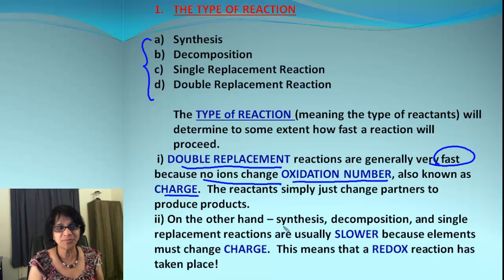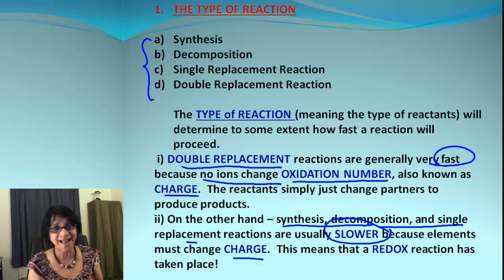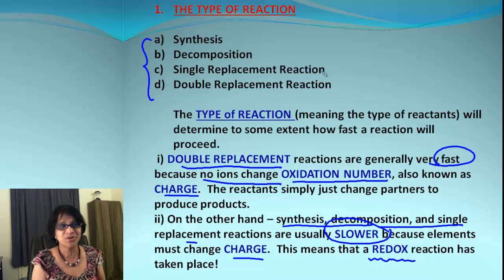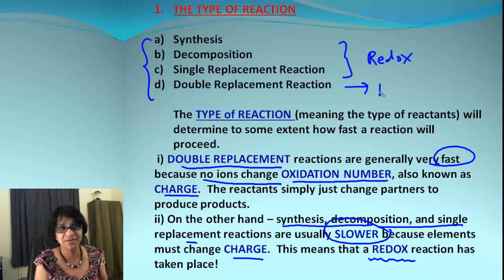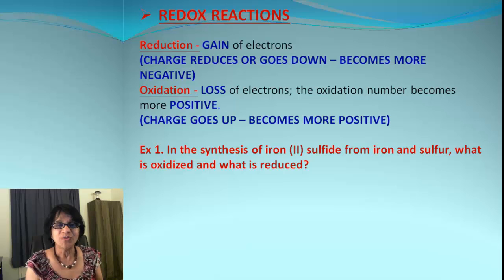Whereas any of the other reactions, synthesis, decomposition, or single replacement, they all are much slower because they all have to go through the change in the charge. So what do we call those reactions? We call them redox reactions. So if you remember, the first three reactions are generally redox, and this is not a redox reaction in general. So what is a redox reaction?